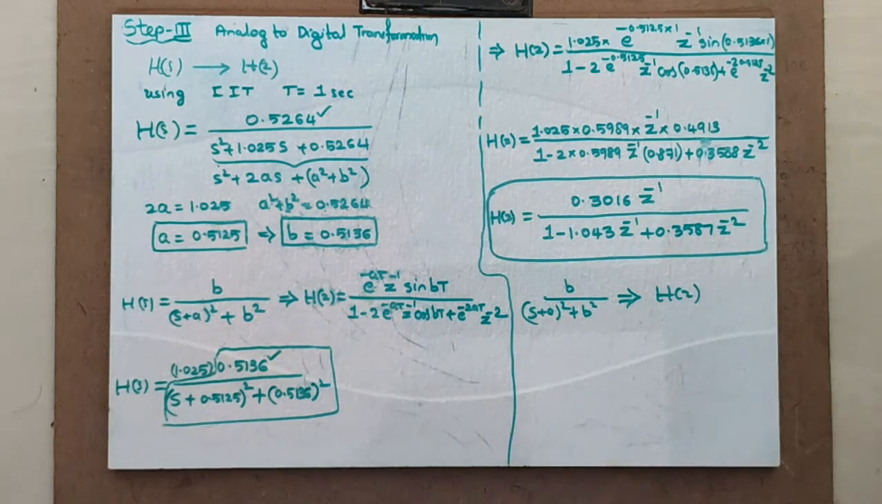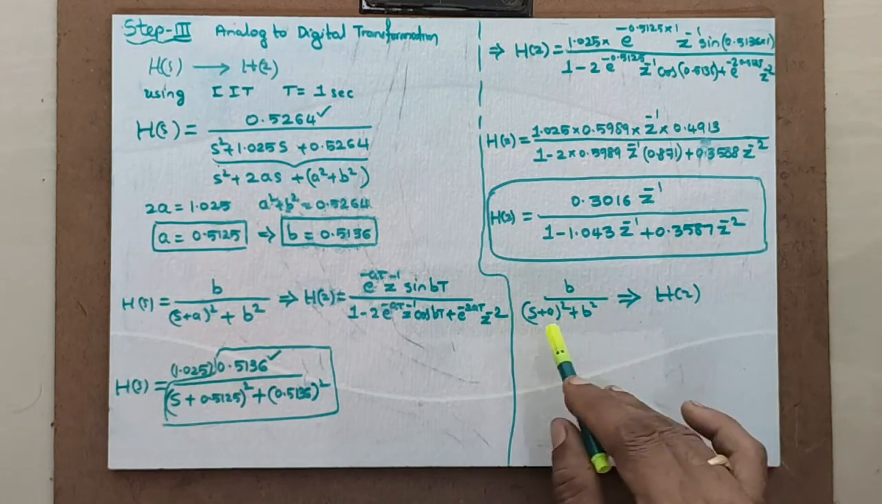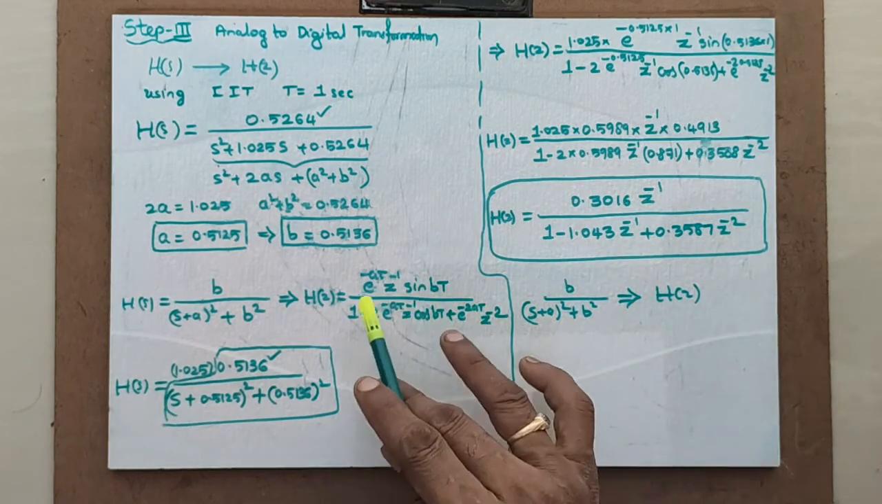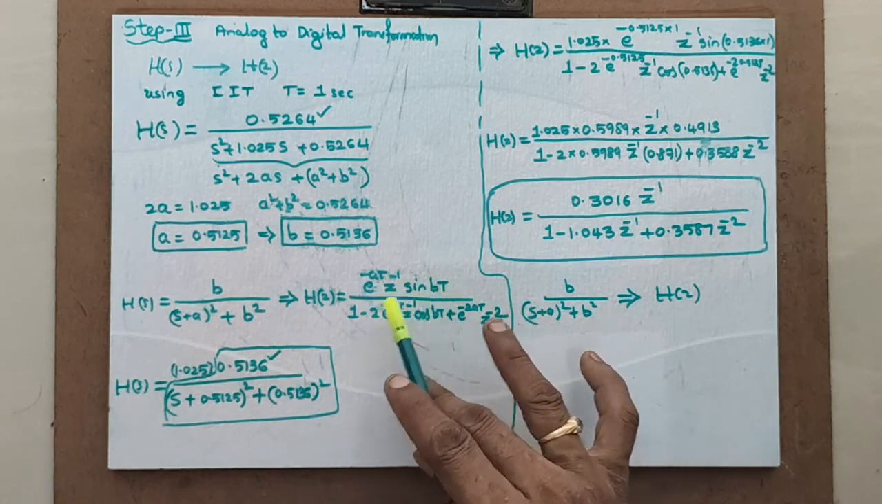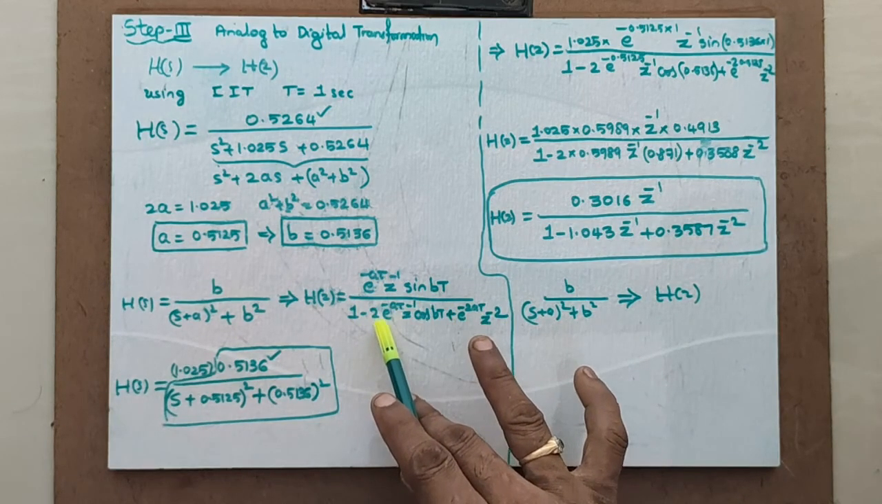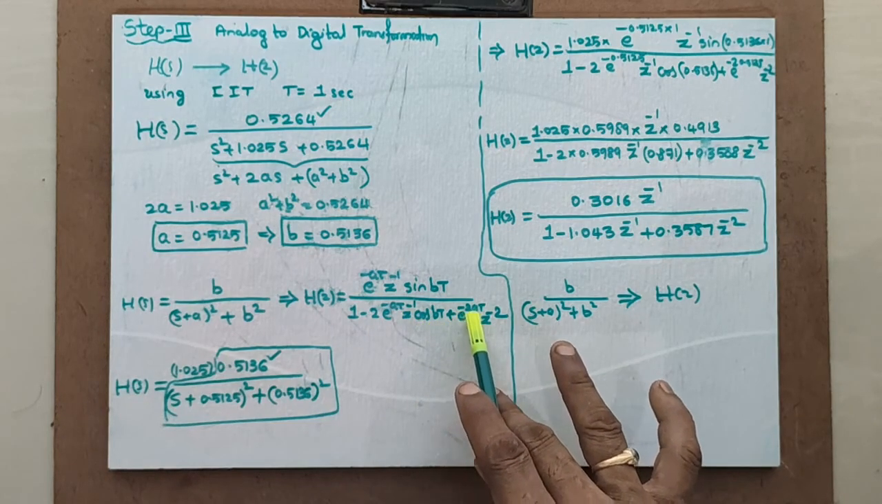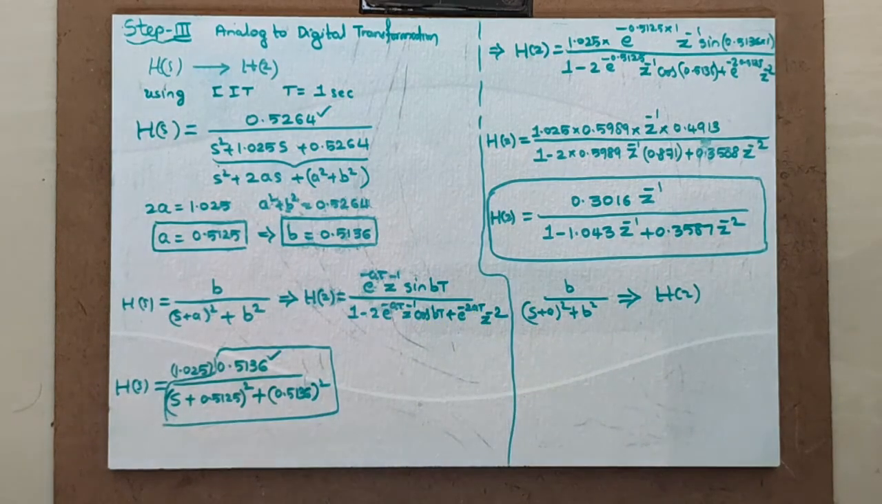Hence the previous video which is there, it is very important. You should know that b divided by (s plus a) whole square plus b square can be transformed into H(z), which is equal to e raised to minus at z raised to minus 1 sin bt divided by 1 minus 2 e raised to minus at z raised to minus 1 cos bt plus e raised to minus 2at z raised to minus 2. Okay, this is very important. I hope you understood what I had done in this.